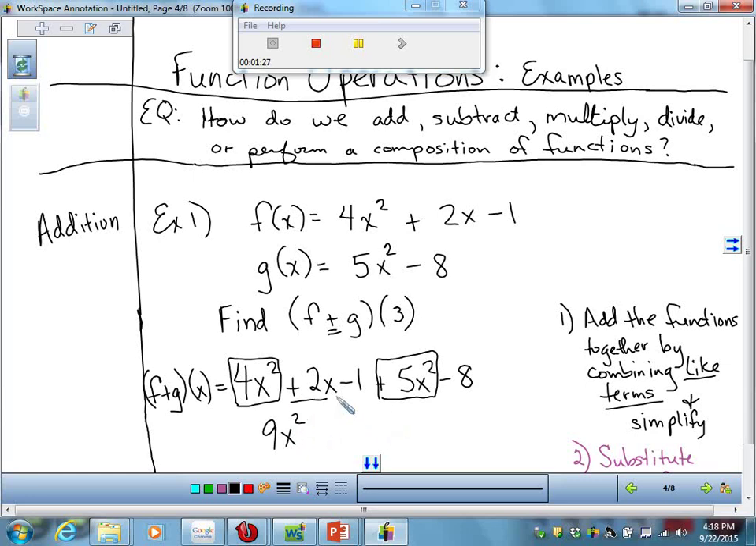I also have a 2x. No other x's involved, so plus 2x. And then I have this minus 1 and this minus 8. Minus 1 and minus 8 makes a minus 9. So step 1 is complete. I've combined my like terms together by addition.